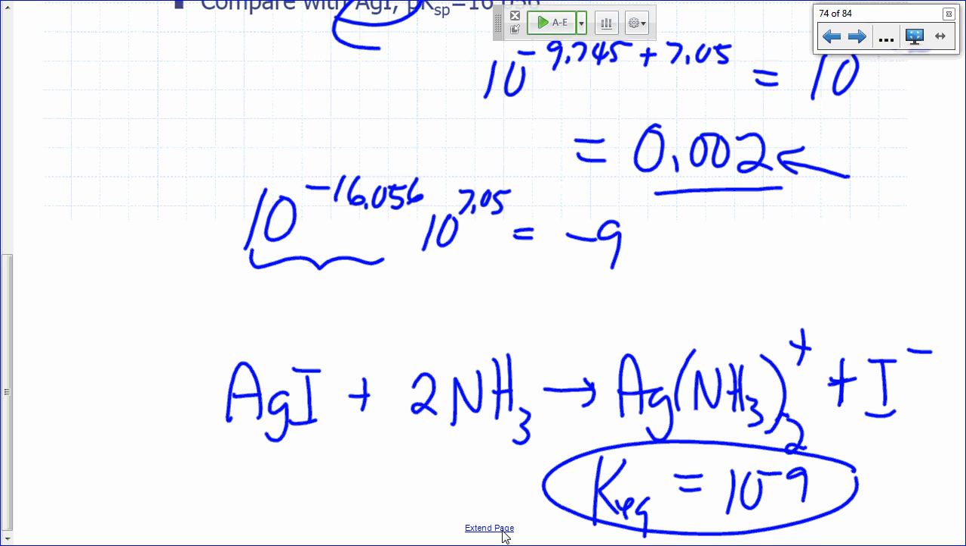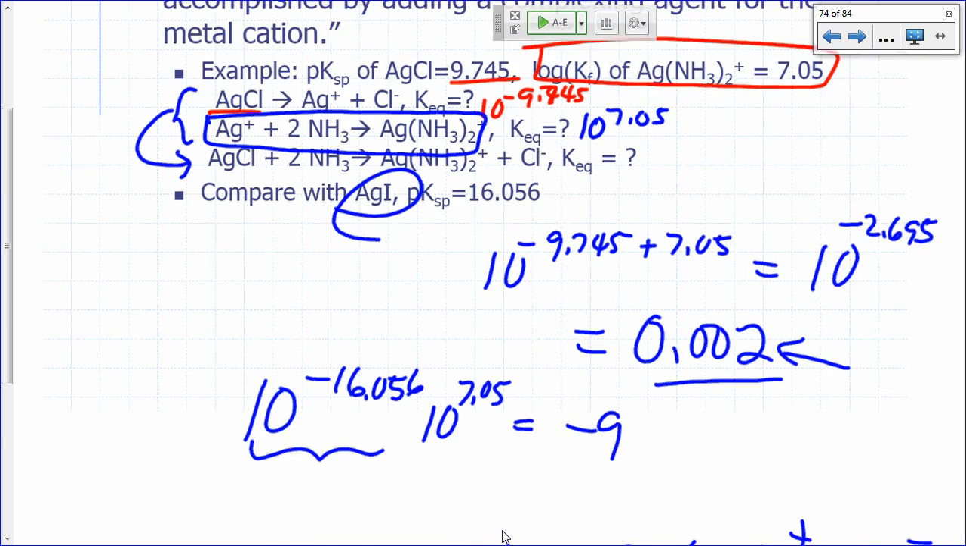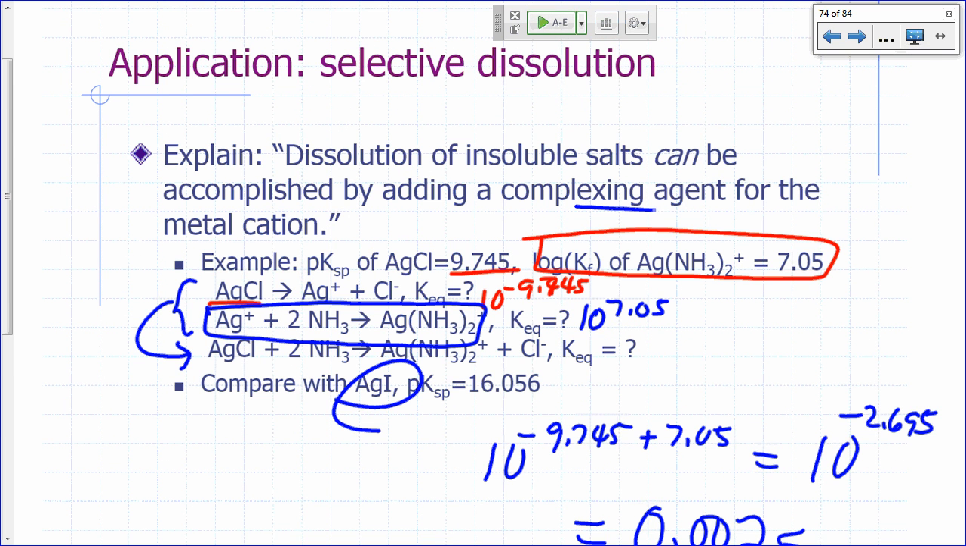So practical application of this in the lab, you have a mixture of chloride and iodide. You want to separate them. So you add silver nitrate to both of them. You'll get silver chloride and silver iodide. But if you want to separate them, you can add ammonia to your mixture. Your silver chloride will dissolve. Your silver iodide will remain as a solid. Okay, so this is selective dissolution by adding a complexing agent for the metal cation. These are some practical applications of equilibrium in the lab.